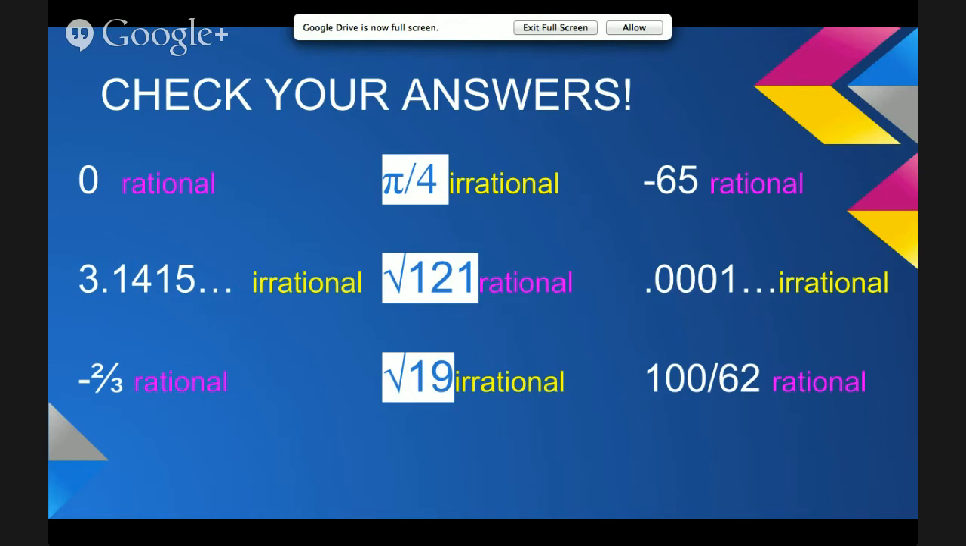Radical 121. Although it is a square root symbol, you need to keep in mind that some perfect squares do come out to be rational numbers. So the square root of 121 is 11, and that is a positive whole number, so that's rational. Now radical 19 does not come out to be a perfect square, so it's an irrational number. Negative 65 is rational because it's a negative whole number. 0.0001 not terminating is irrational because, again, it has an forever going on decimal. And 100 over 62, although it's going to come out to be a mixed number, it is two whole numbers in a fraction form, so it's rational.